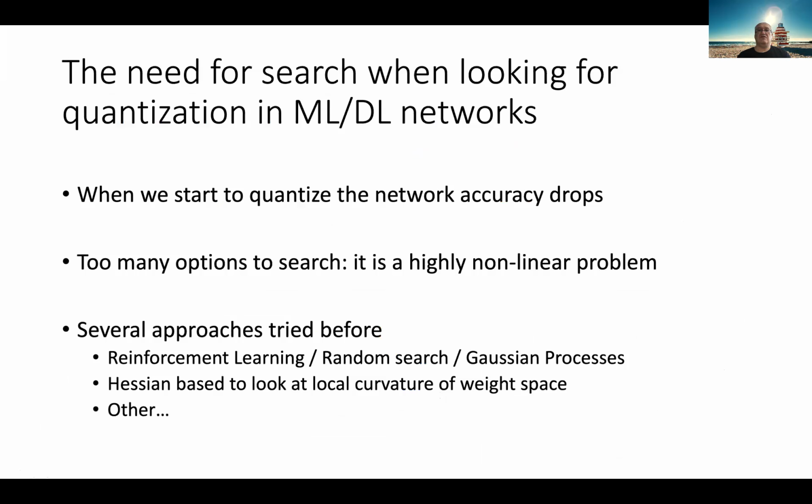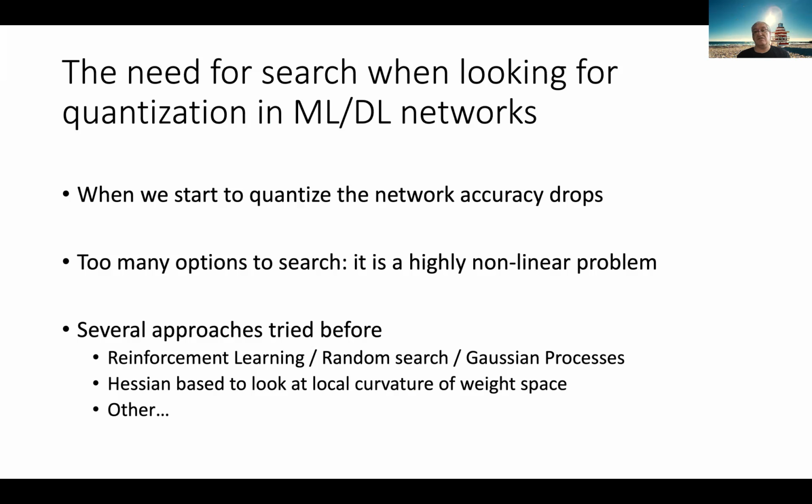So why do I need to search? Quantization itself is a very nonlinear problem. And we have to understand that whenever we start quantizing the network, the accuracy drops. And we have too many options to search. People have tried using reinforcement learning, random search, Gaussian processes. There is a paper from Berkeley that uses the Hessian to look at the curvature of the weight space. If the curvature is very smooth, that means I can use fewer bits. If the curvature is very steep, that means I have to use more bits.